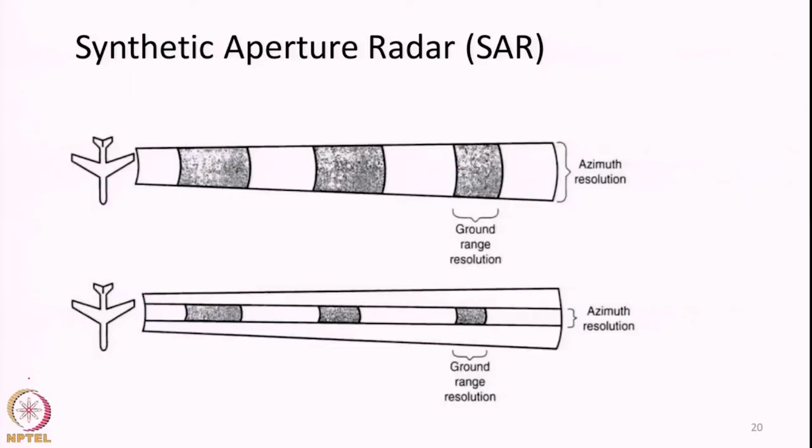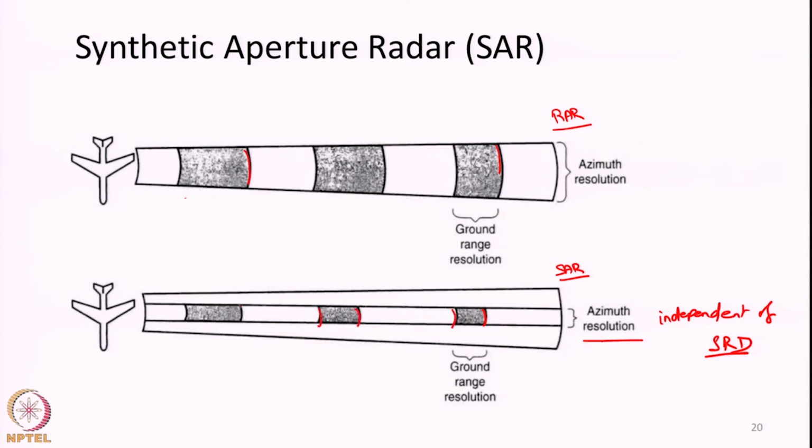So, here there is an example. This is a real aperture radar system. This is a synthetic aperture radar system. For the real aperture radar system, the range resolution will keep on changing, and the azimuth resolution also will keep on changing. You can see here the azimuth resolution slowly becoming coarser and coarser. Whereas in the SAR system, the azimuth resolution becomes independent of the slant range distance, and hence it will be treated as more or less constant.